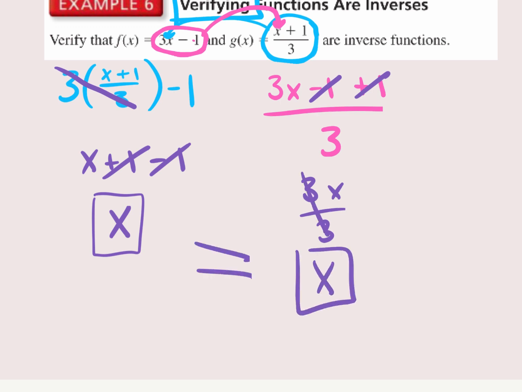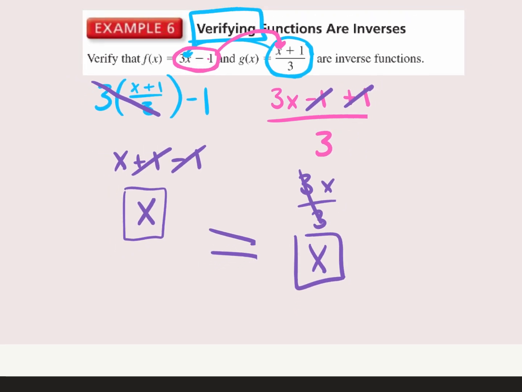So if these are equal to each other, then they are inverses. So we'd say yes, they're inverses. Or just yes is fine.